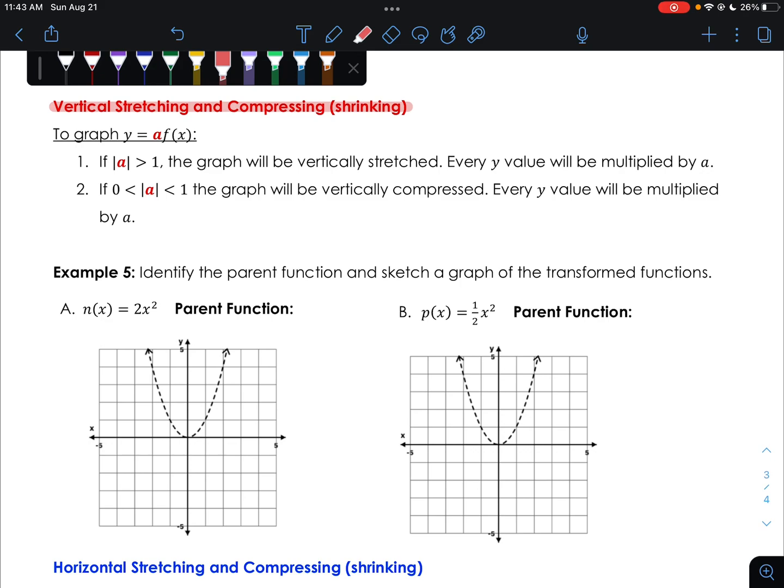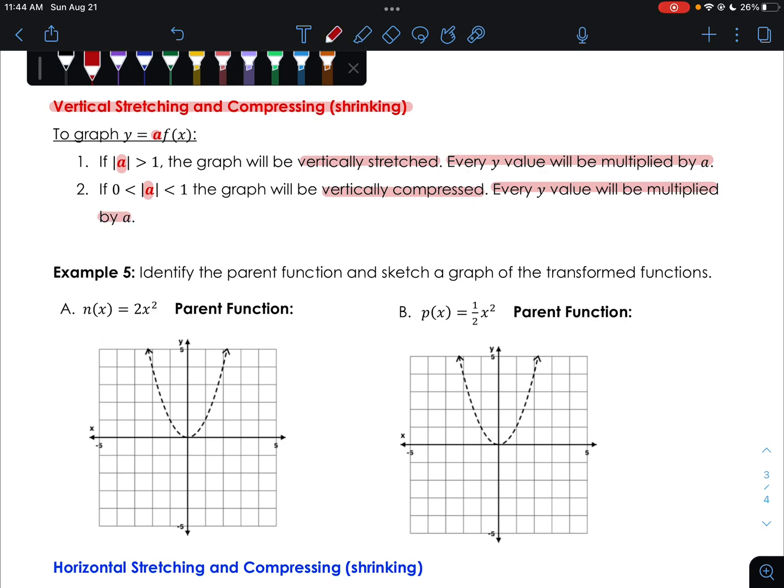When you see a number out in the very front, that is what's going to cause the graph to be vertically stretched or compressed. We take the absolute value of that number, and if it is greater than 1, then our graph is going to be vertically stretched, which means that every y value in the graph will be multiplied by that a value. If the absolute value of a is between 0 and 1, then that is going to be vertically compressed. That means every y value will be multiplied by that a.